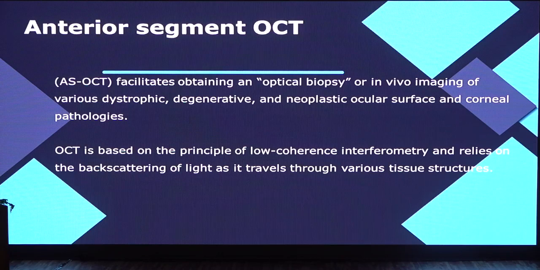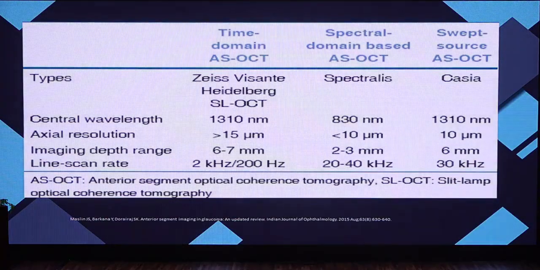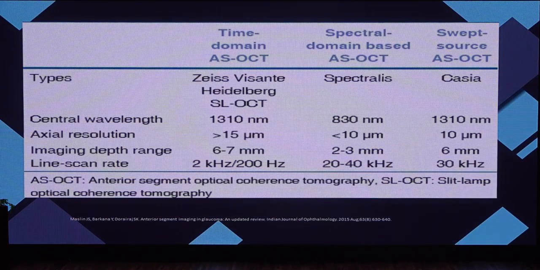or in terms of the systemic thing, we can say like the CT scan of the cornea and the ocular surface, and it helps us in imaging various degenerations or pathologies of the cornea. And it's based on the principle of low coherence interferometry and relies on the backscattering of light as it travels through media. So we have three main categories of OCTs, like the time domain OCT, which is not that much in vogue right now.